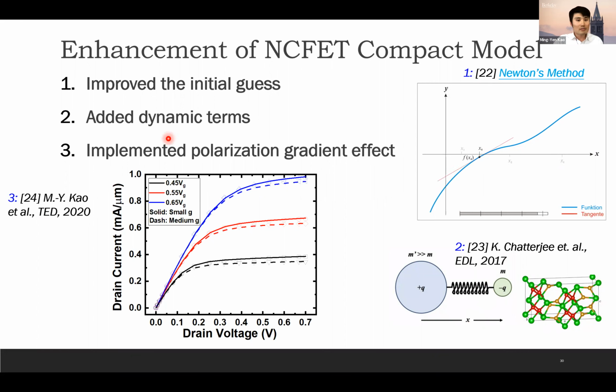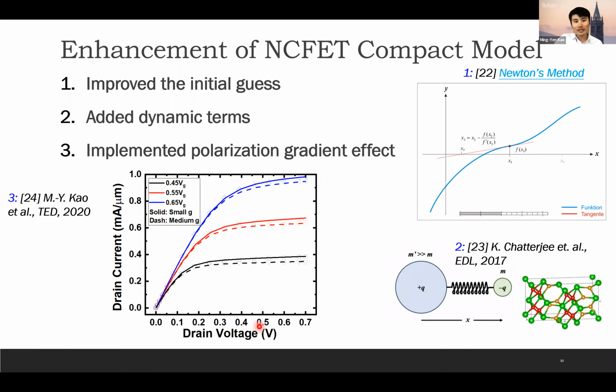And the third enhancement, I implemented the so-called polarization gradient effect in the ferroelectric. The polarization gradient effect basically is the interaction between the dipoles in the ferroelectric. For the neighborhood, they will have some interaction forces, so that the change of the polarization will be continuous with the neighborhood. And I implemented that into the model.